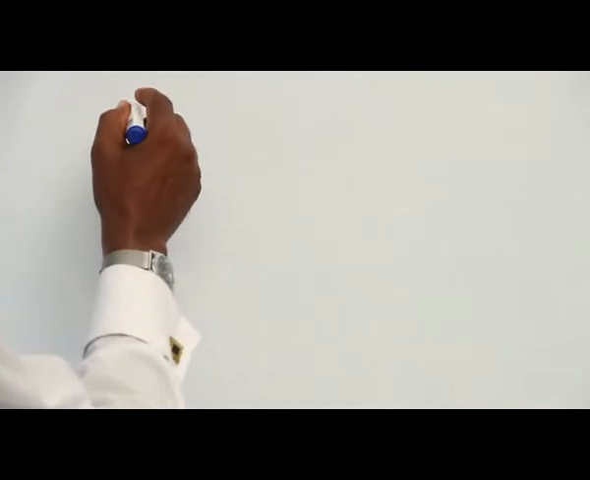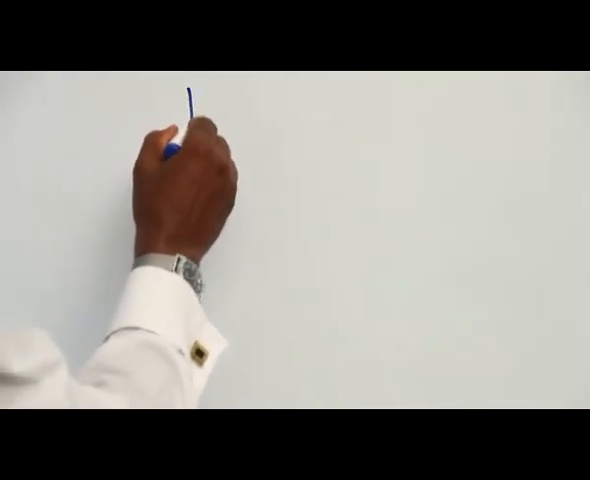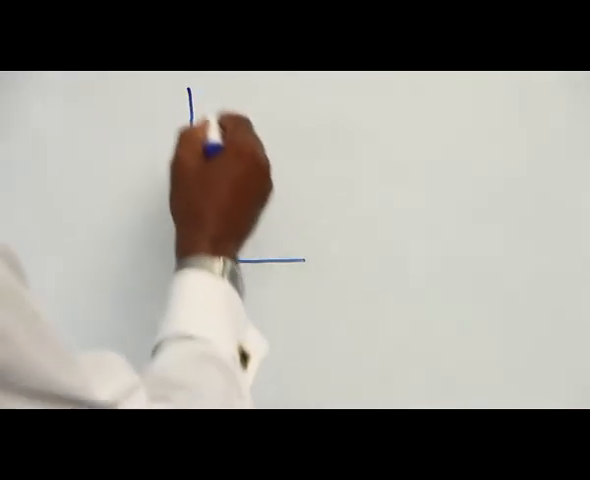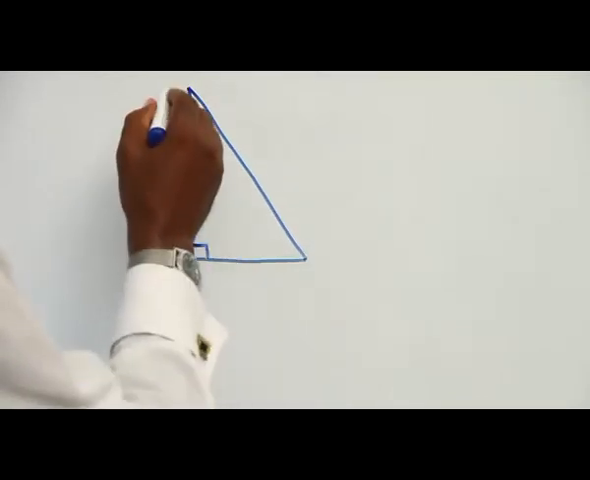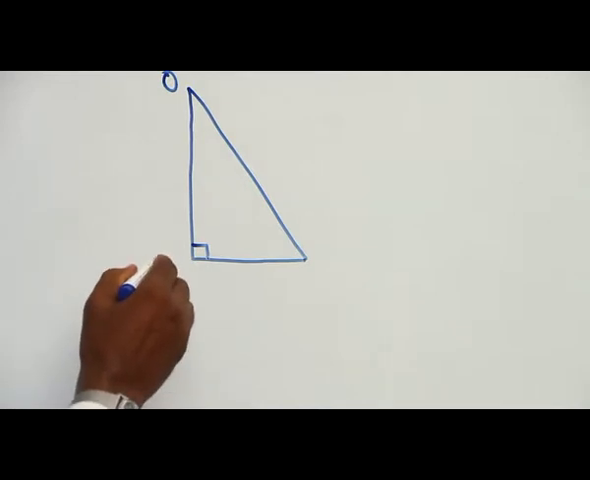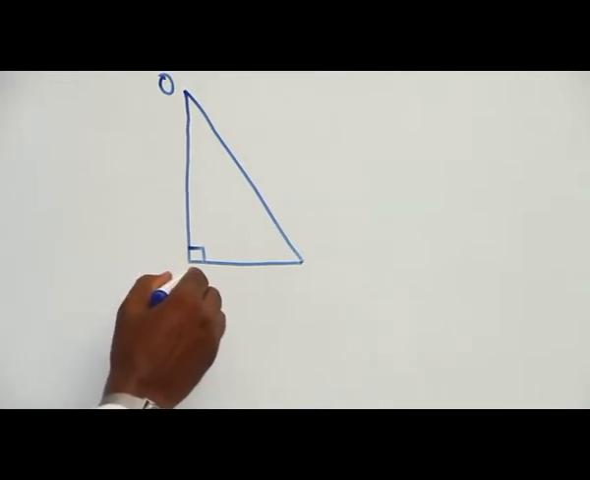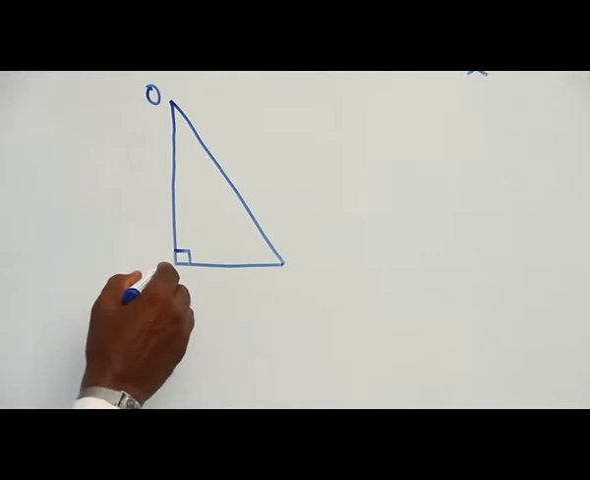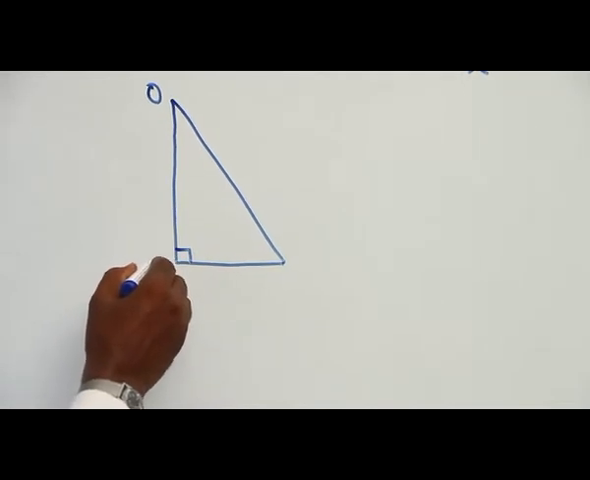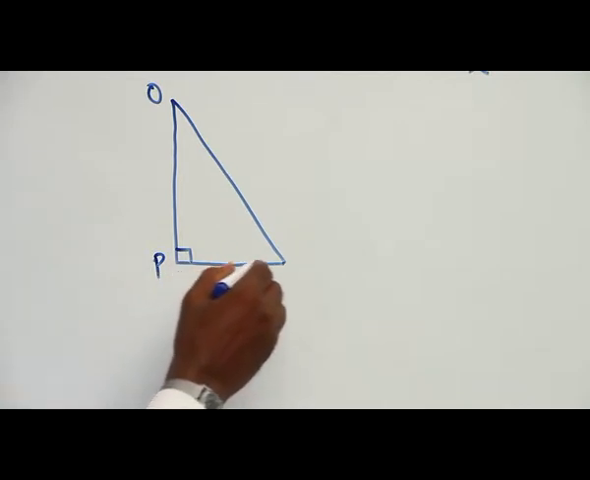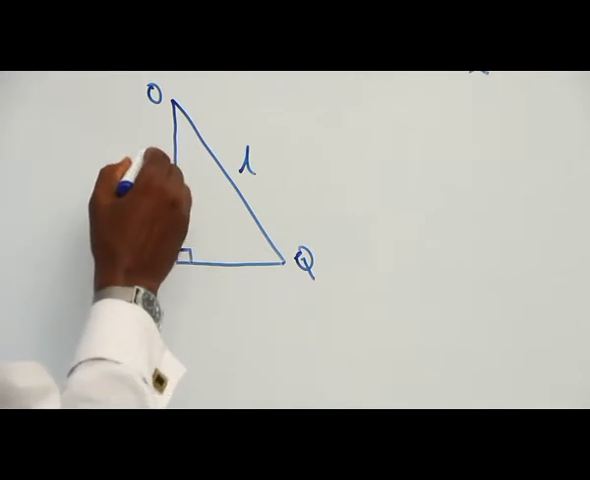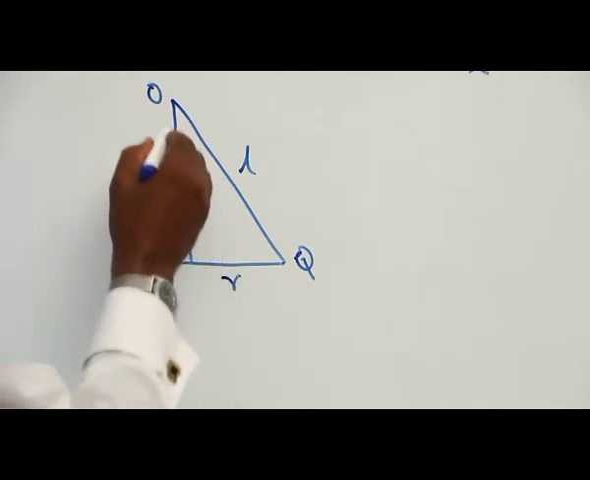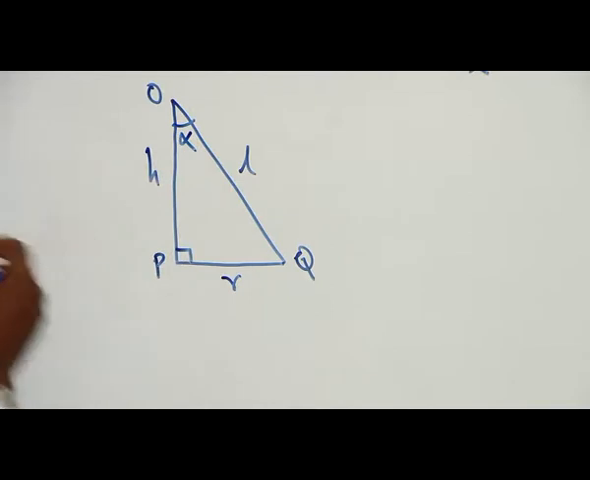To do that, let us sketch the triangle, and here is O, and then here is the base. Let's call this point here P, and then here, let's call this Q. This is the slant height, this is the vertical height, this is the radius, and this is angle alpha.